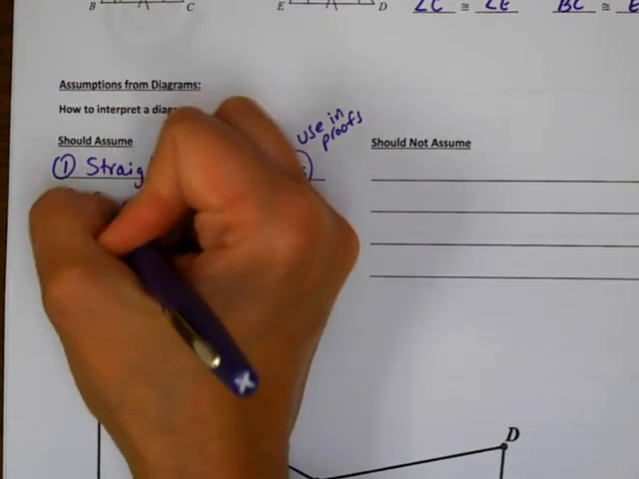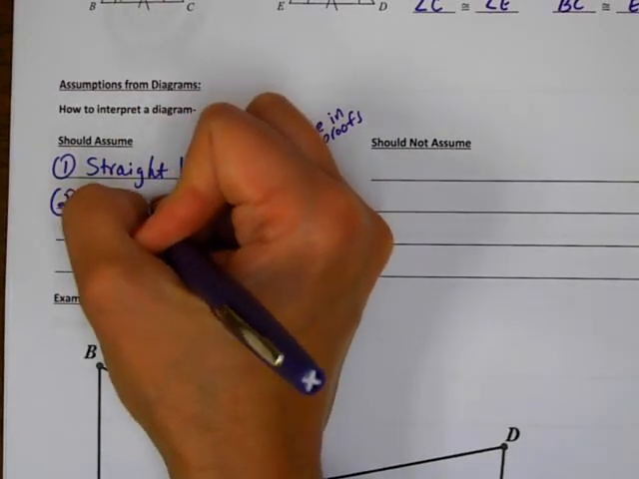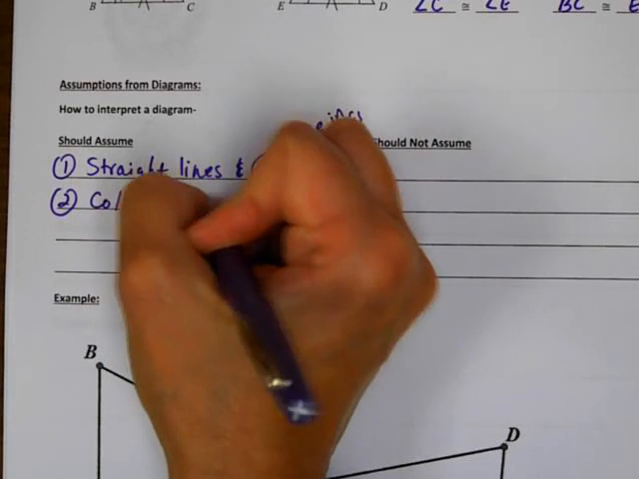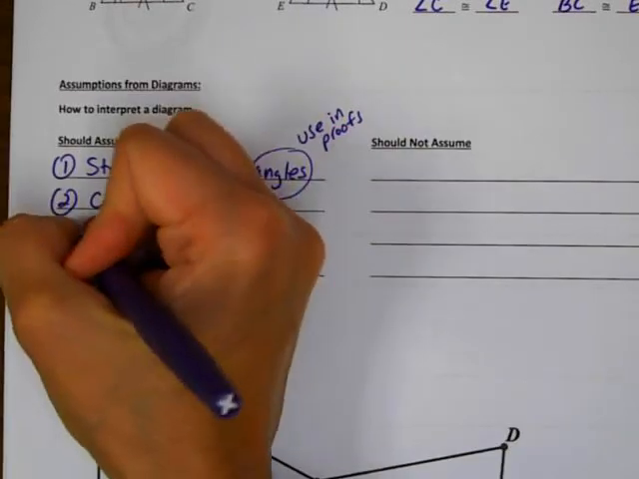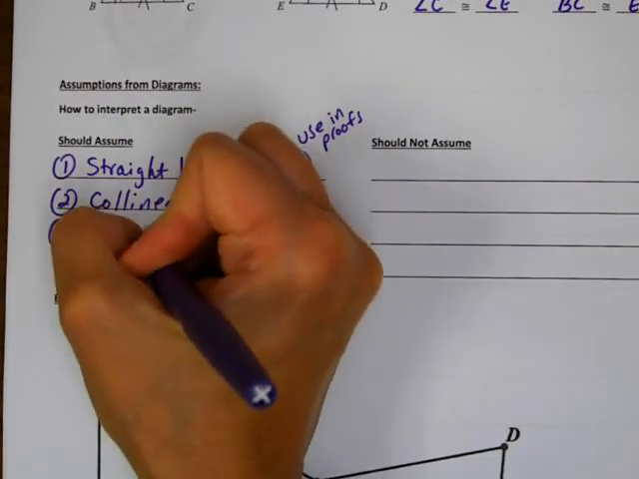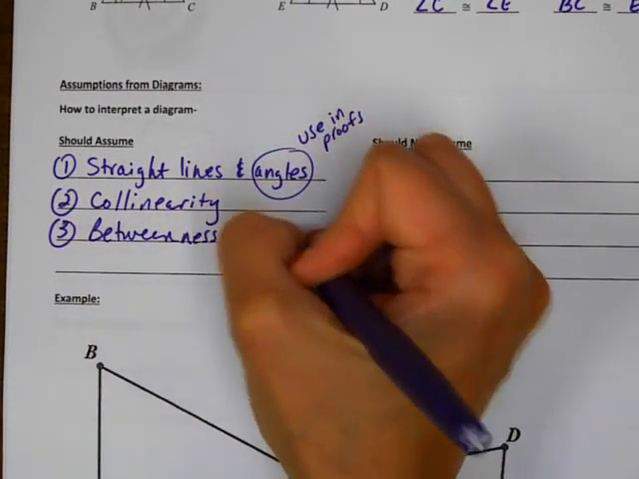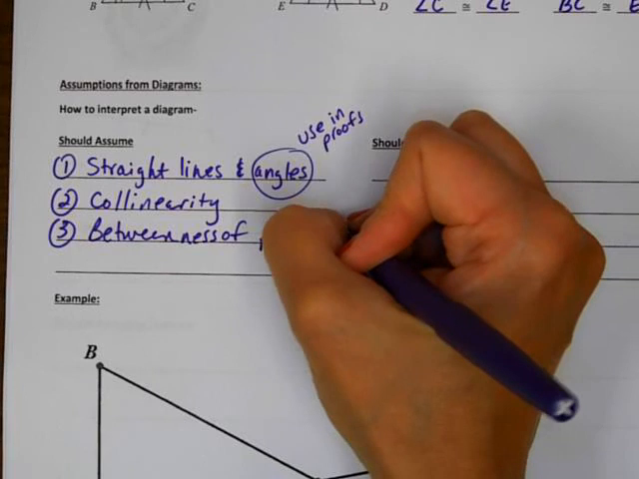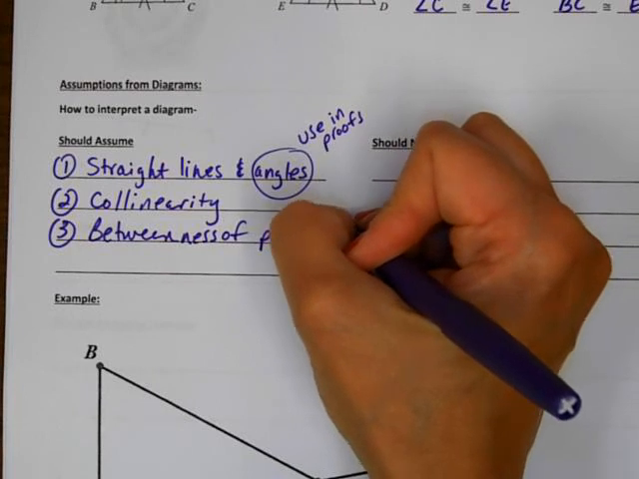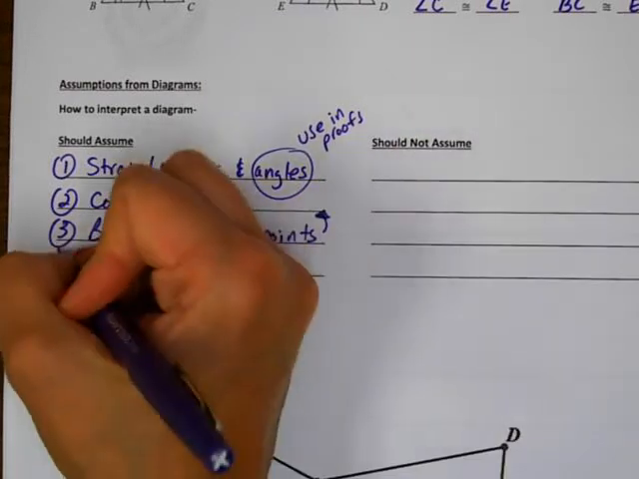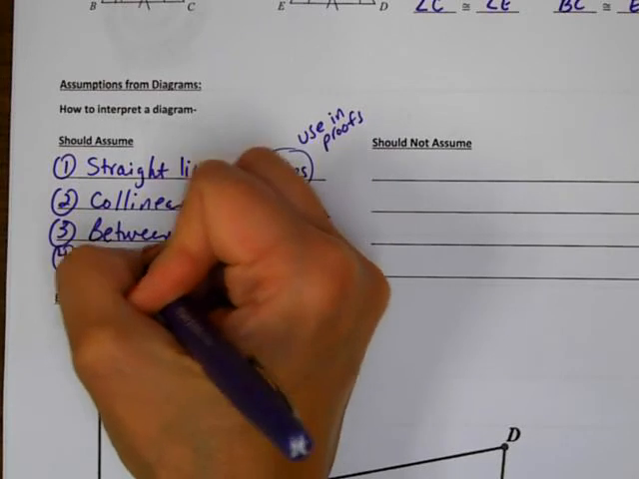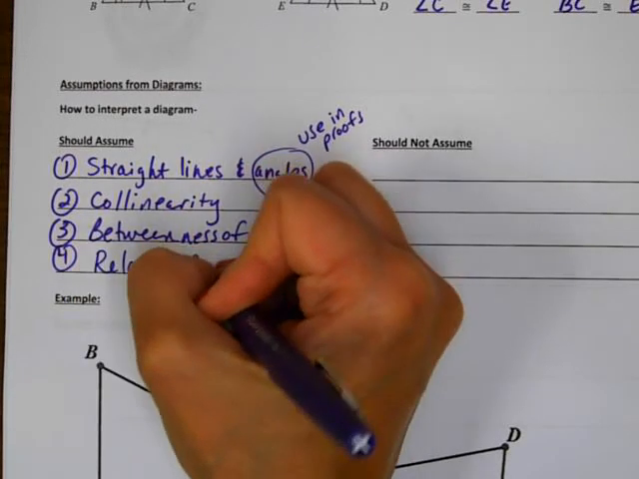You can assume collinearity. If it looks like it is on the same line, it is on the same line. You can assume betweenness of points. But again, that does have the collinearity requirement, don't forget. You have to be collinear in order to be between. And you can assume relative position.